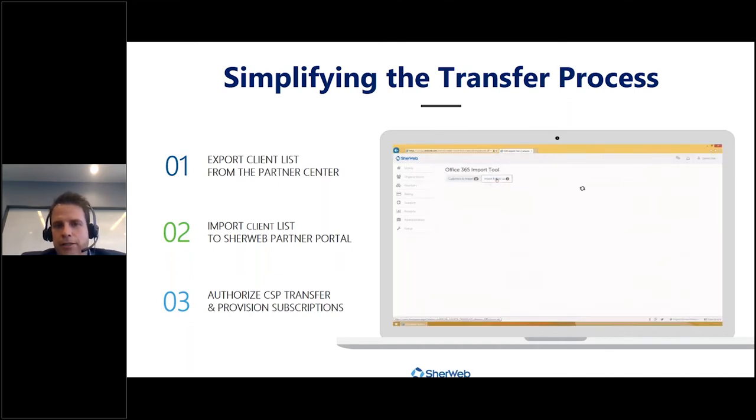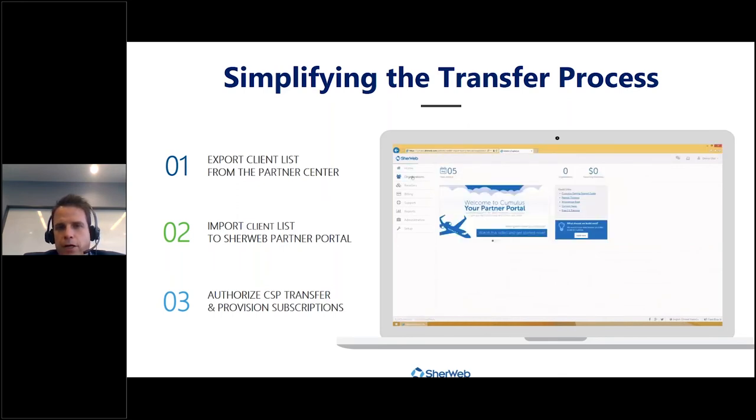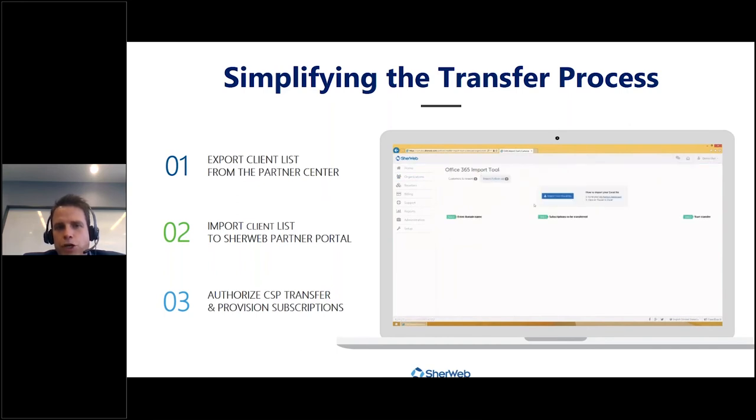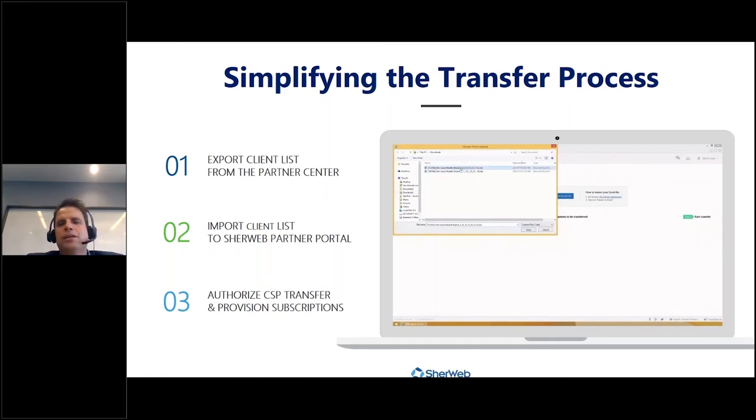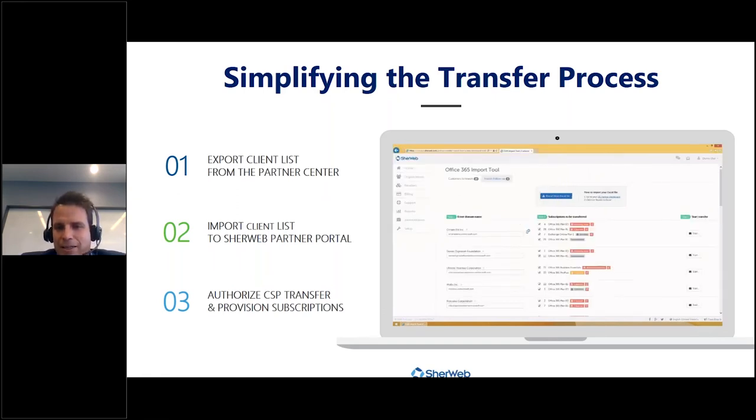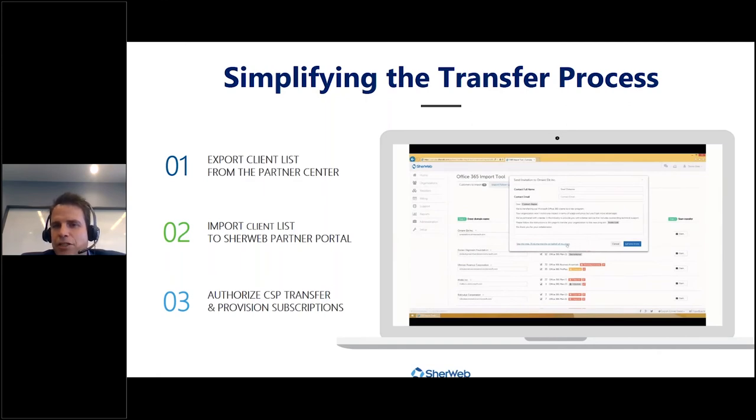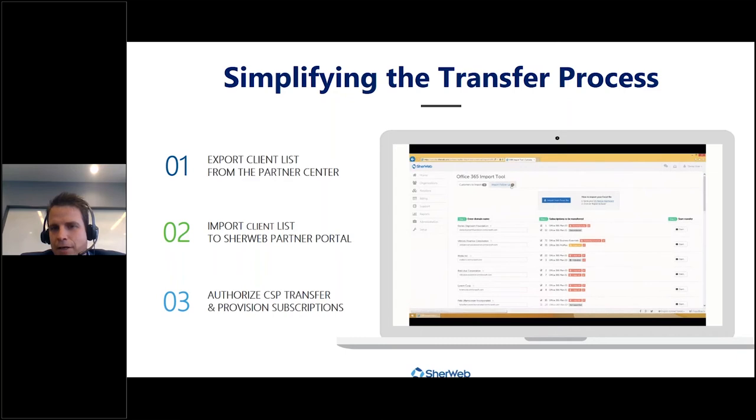Let me just let it refresh. Basically, you go on your partner portal and export your list of clients. That's the first step. Then you go into your SureWeb Partner account, and you'll see on the next walkthrough right here, you'll import from Office 365, choose your export document, and import it into SureWeb. What that does is create all of your subscriptions and tenants, and then you get to validate the licenses. You start the process, and that sends an invitation to the end customer to authorize a transfer that you can do on behalf if you've got delegated admin.